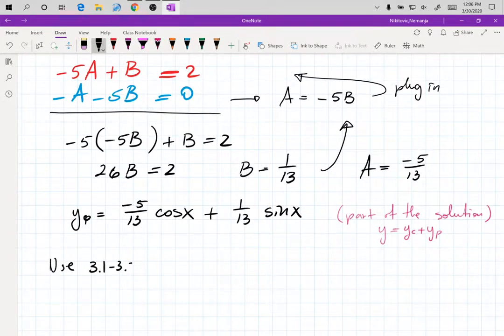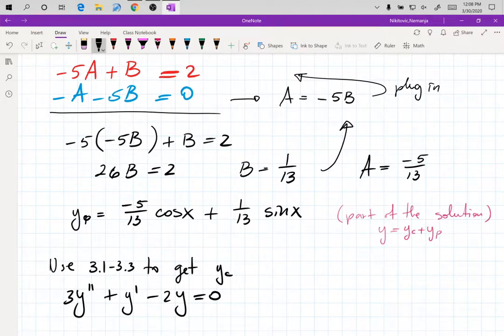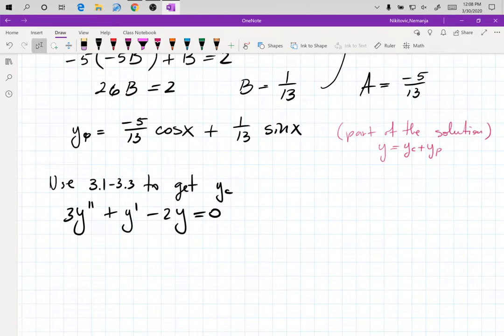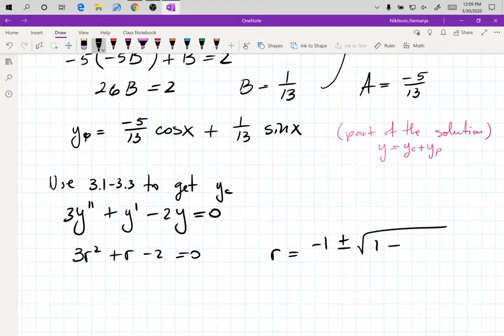Use 3.1 through 3.3 to get yc. So our problem was 3y double prime plus y prime minus 2y, and we now set it equal to 0 because we are looking for the complementary solution. So what do we get here? We get our 3r squared plus r minus 2 equal to 0. I'm not going to mess with factoring. I'm just going to plow through the calculation using the quadratic formula.